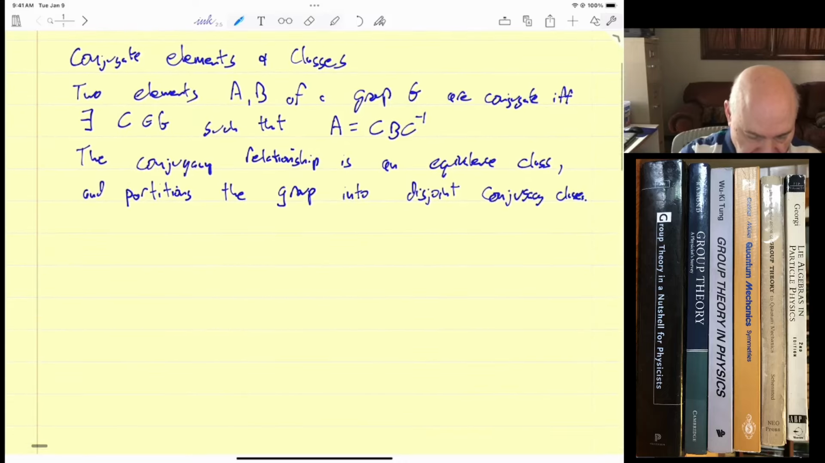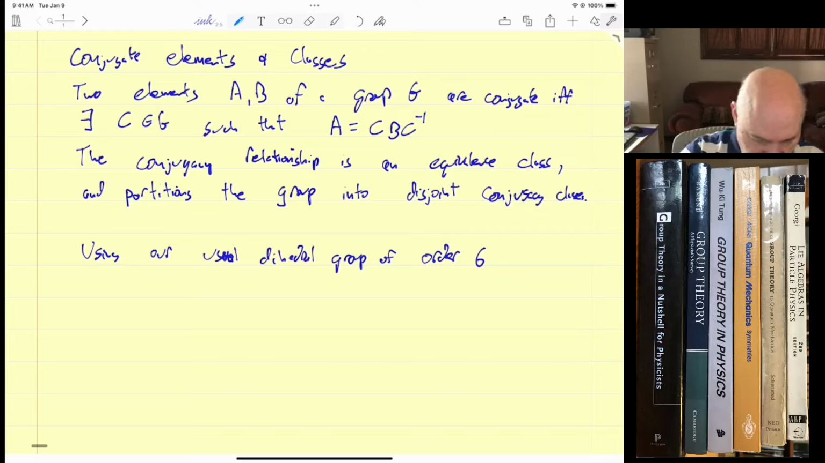So let me illustrate this. We have our usual group, the dihedral group of order 6. If you remember, and this is in the book a zillion times, we have an equilateral triangle. Of course, I didn't draw that well. Then we have perpendicular bisectors, or medians, and let's label these lines L1, L2, and L3.